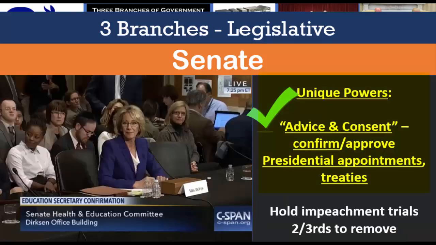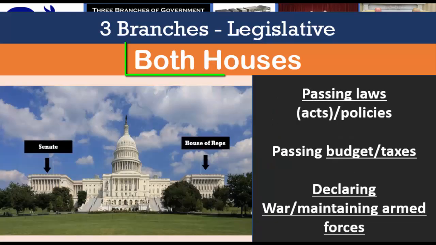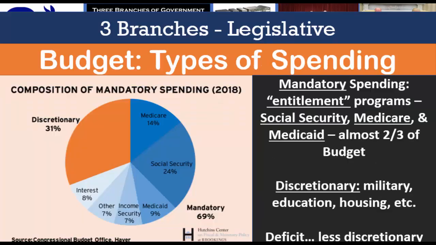The most unique power that the Senate has that the House doesn't is their advice and consent role, where they confirm presidential appointments and treaties. Of course, both houses do have shared powers, such as the power to declare war, and laws must pass through both houses of Congress, and both have to agree on a final federal budget. So they do have to cooperate.